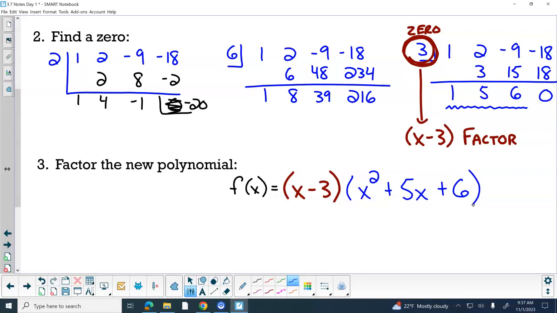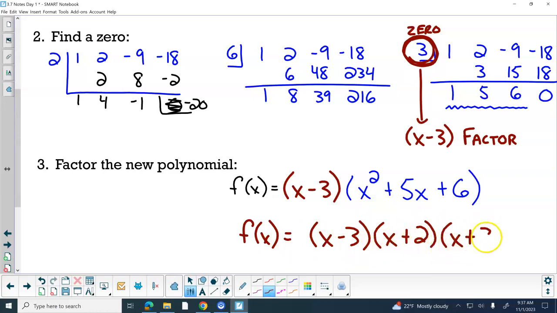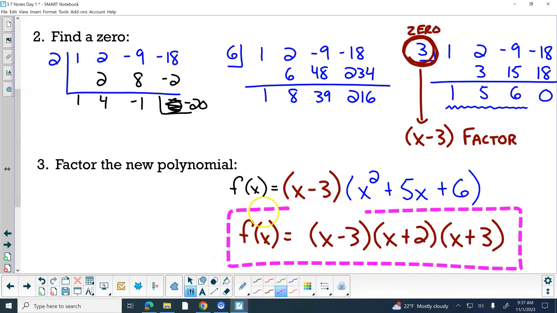X plus 6 and x minus 1? No. 2 and 3, both positive? Yep, because I need two numbers that multiply together to be positive 6. Positive 6 and negative 1 multiply together to be negative 6, so that's a no-go. So factored, this would be x minus 3, x plus 2, and x plus 3. And that, ladies and gentlemen, could be another potential question where we say factor this polynomial, and we just give you the polynomial.